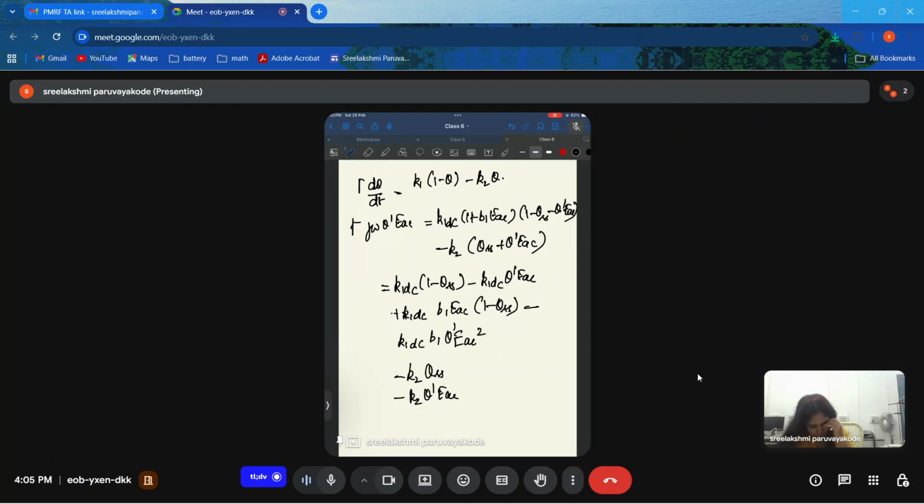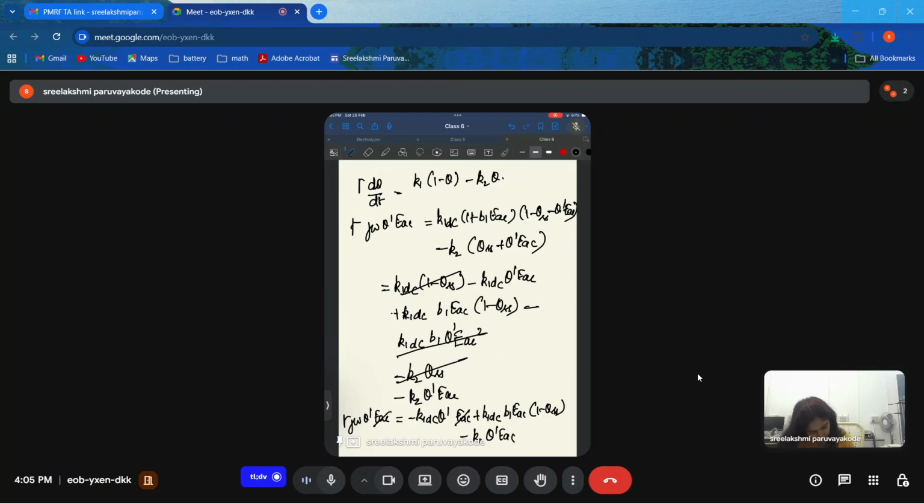So what you have to do is first cancel out all the constant terms. And this is a constant. This is a constant. Now all the terms where the second power comes can also be neglected because θ AC is already a small value. Now rearrange it. γ jω θ' e^{AC} becomes equal to minus k1 dc θ' e^{AC} plus k1 dc b1 e^{AC} (1 − θss) minus k2 θ' e^{AC}.